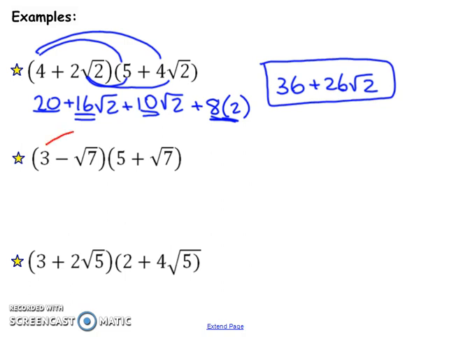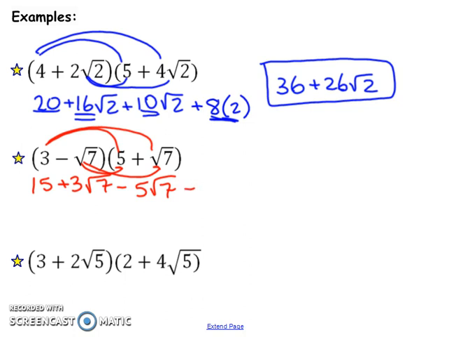Okay, same thing for the next one. 3 times 5 gives me 15. 3 times radical 7 is 3 radical 7. Negative radical 7 times 5 is negative 5 radical 7. Negative radical 7 times radical 7, so I'm multiplying the coefficients. So negative 1 times 1 is negative 1 times 7. So I have 15 minus 7 now. That's going to give me 8. And then I have 3 minus 5, so negative 2 radical 7.